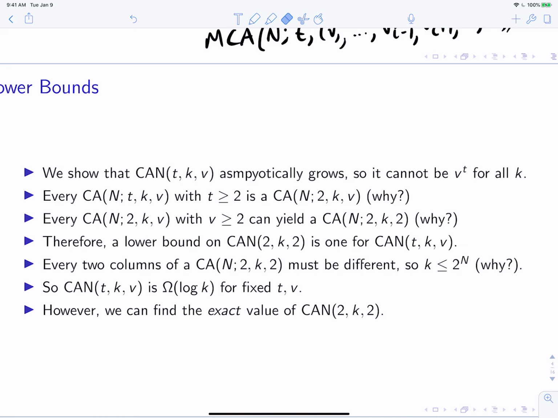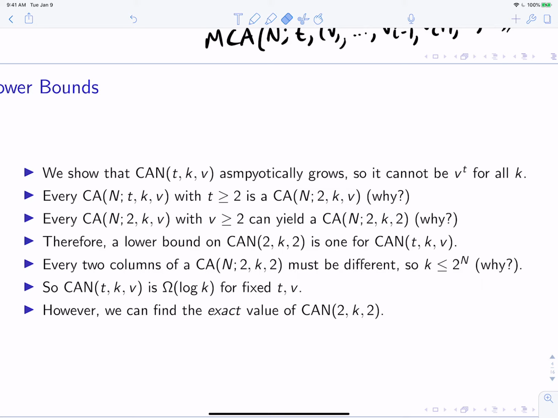So we're going to show that CAN(t, k, v), the covering array number, grows asymptotically. So it can't be v to the t for all k. If I make the number of columns larger and larger and larger, then at some point we're going to have to break through the v to the t barrier. And the number of rows has to go up and up and up. But the question is, of course, what is that growth rate?